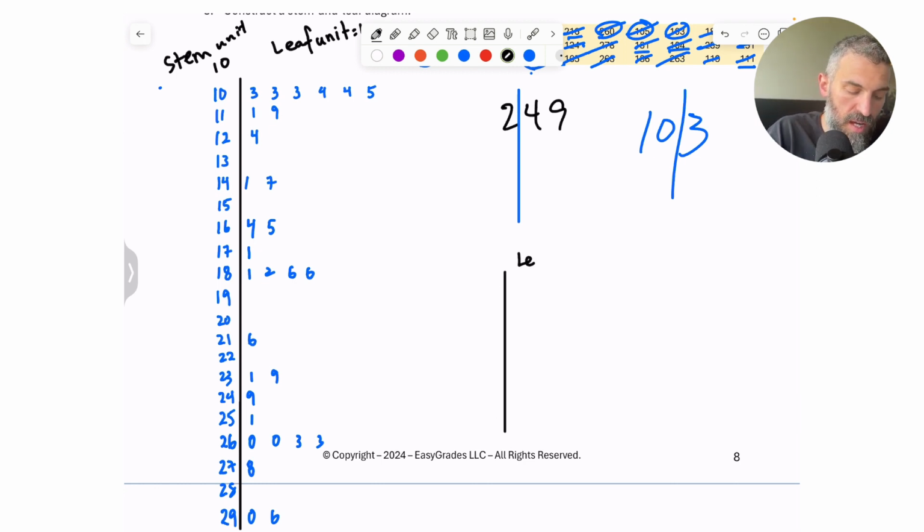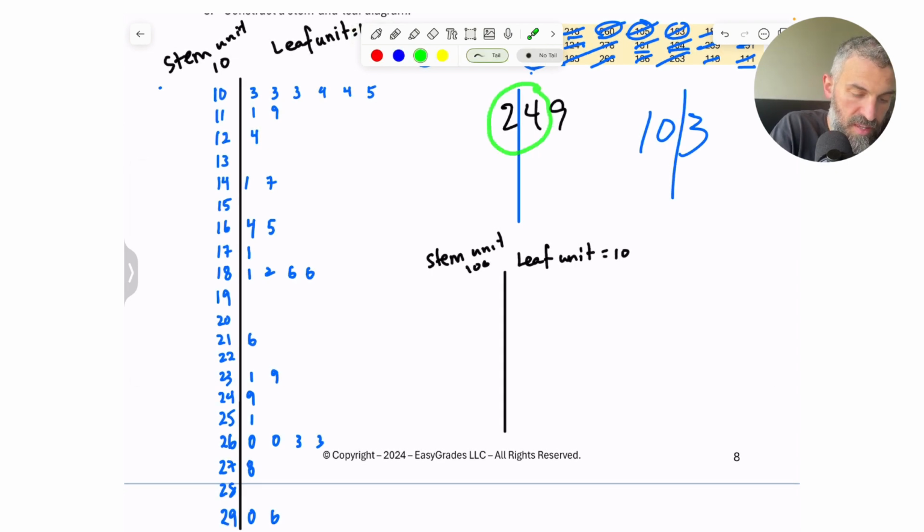if you wanted to do it that way, you would have a leaf unit of 10 and a stem unit of 100. Again, you would determine that based on these two numbers. This is in the 10th position. It's a 40. It's not a 4, right? It's a 40. And this is 200. And so you would start again with your lowest number, but this time you would put a 1 here, right?